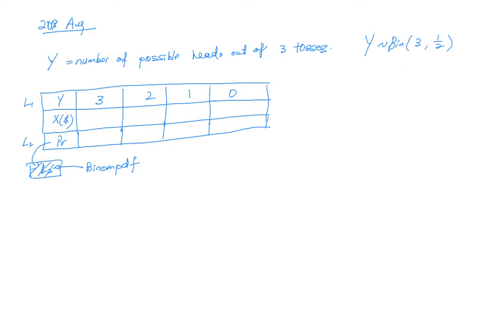You go to the second last option, and select binom PDF. Okay, you have trial, you key in 3. Then you have P, you key in half. Then X list, X value, you key in L1.